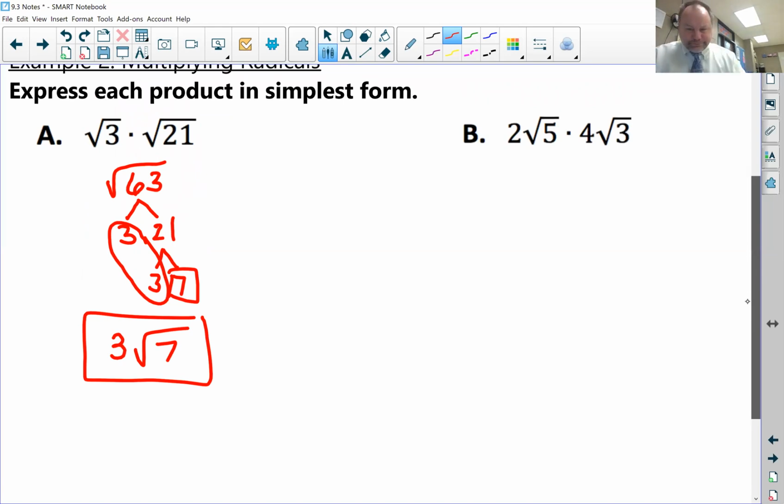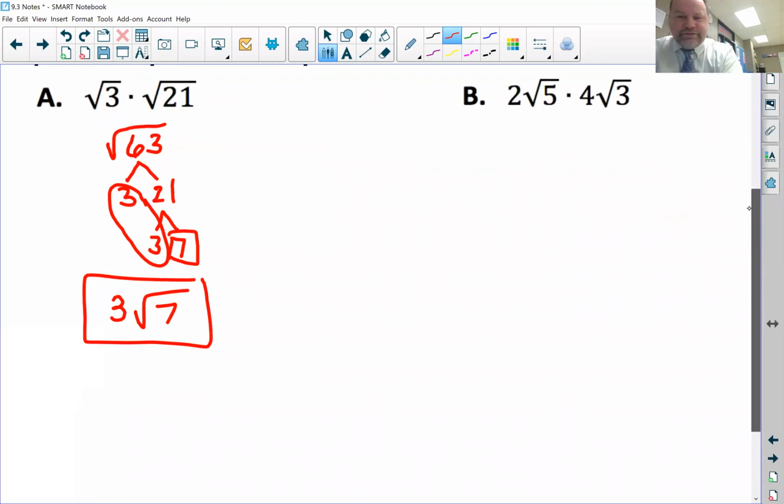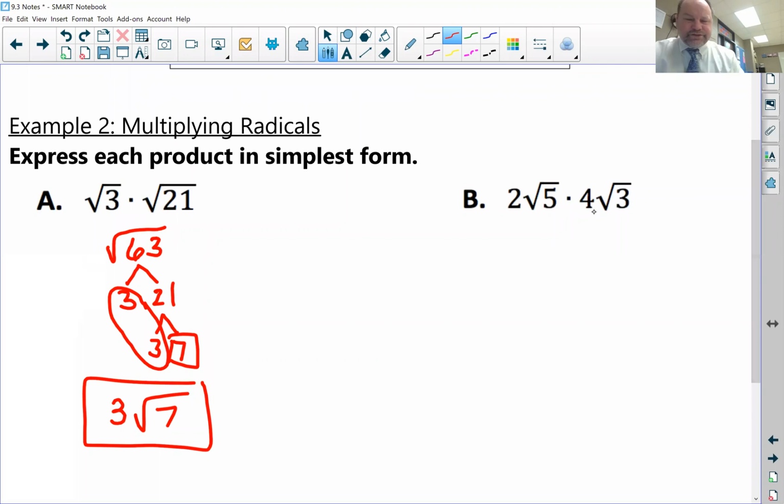Letter B. Here again, a little bit of a difference. We have numbers out front and numbers underneath. And the multiplication works this way. We multiply the numbers that are out front, so we can multiply the 4 and the 2. And underneath, we multiply the numbers that are underneath. 5 times 3.